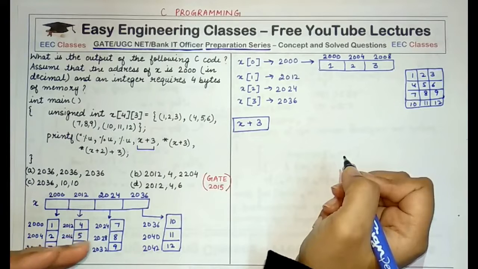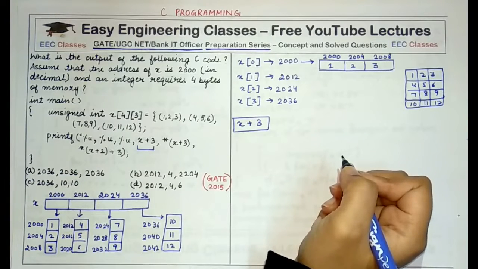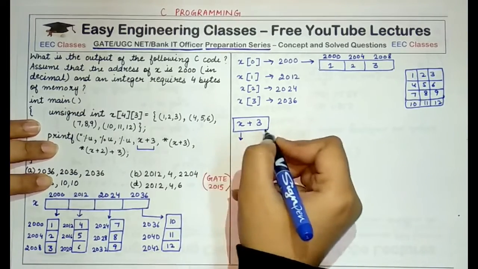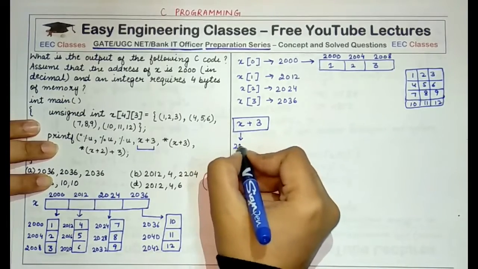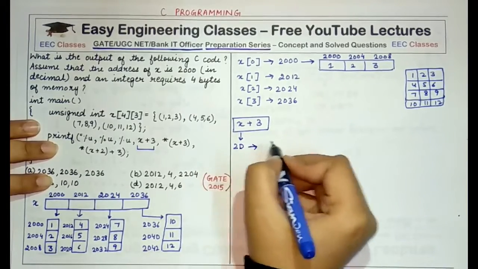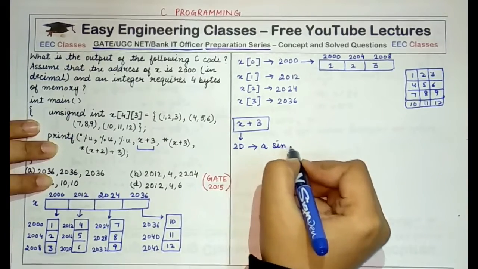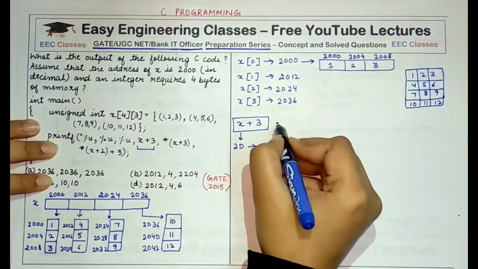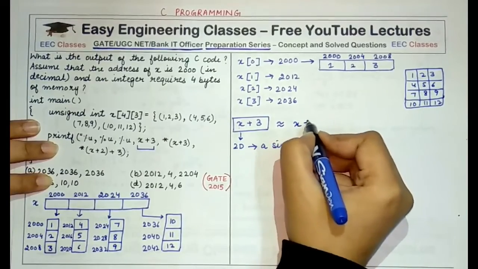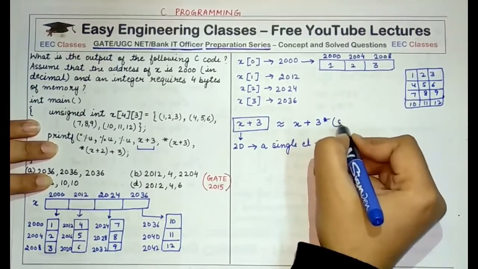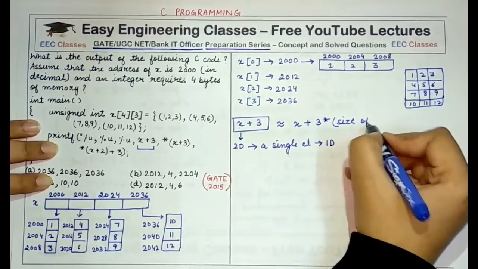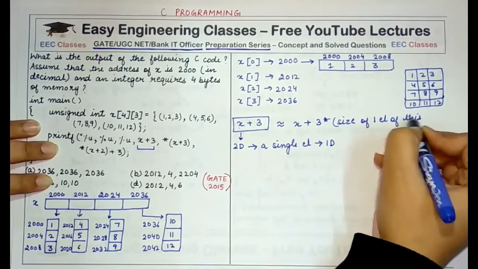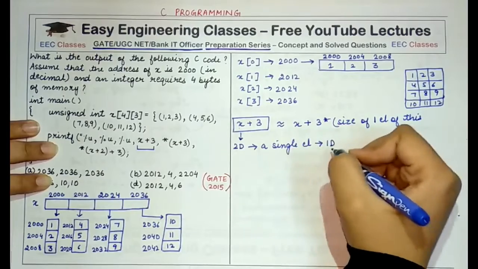You always multiply the data type of the element to which you are adding that constant. What I mean is that in this case, x plus 3, x is a 2D array, and each element of a 2D array represents a 1D array. So by x plus 3, what we actually mean is x plus 3 into the size of a single element of this 2D array, and a single element of this 2D array is a 1D array.